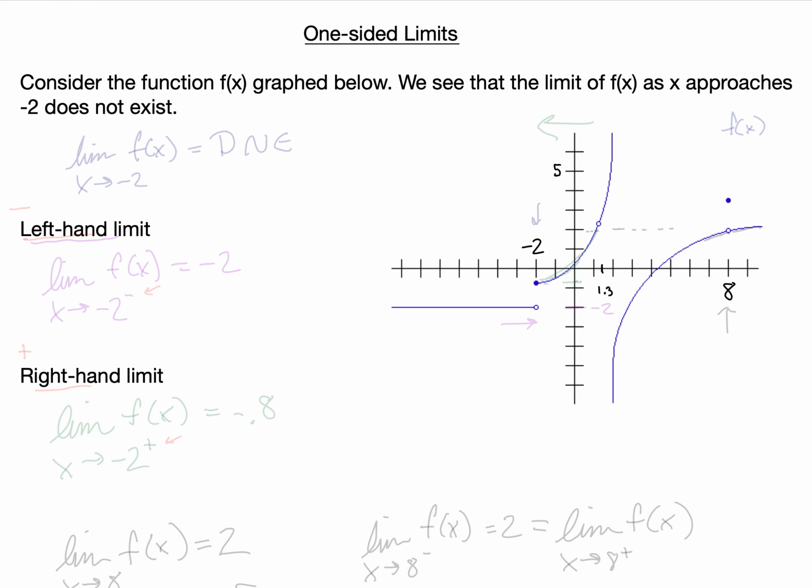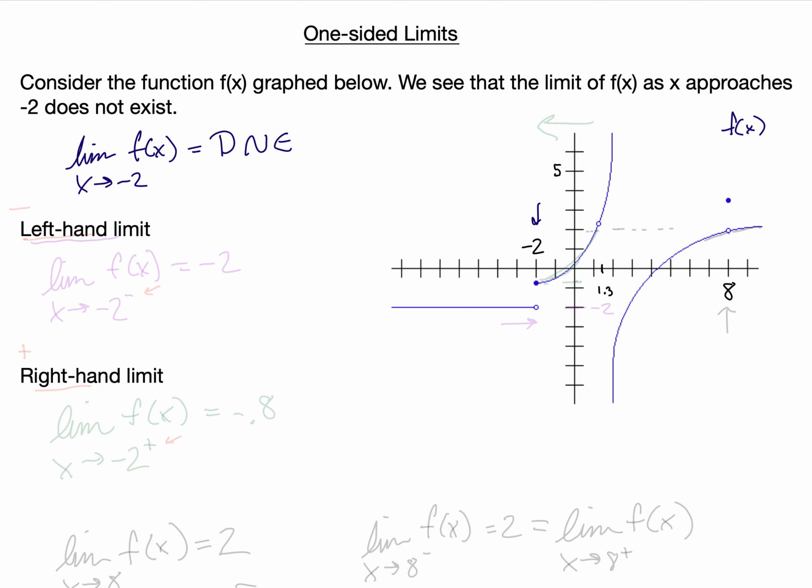This video is on one-sided limits. So let's look at the function f of x graphed below. One thing that we can notice is that the limit as x approaches -2 of f of x does not exist. So we would write limit as x approaches -2 of f of x equals does not exist for this function.